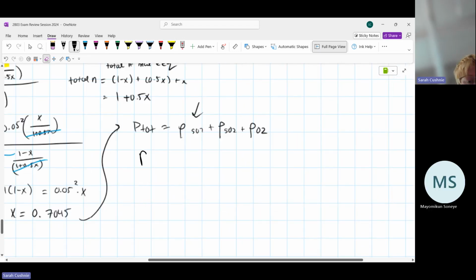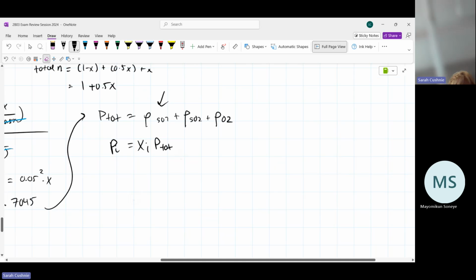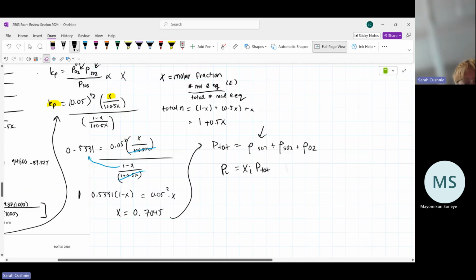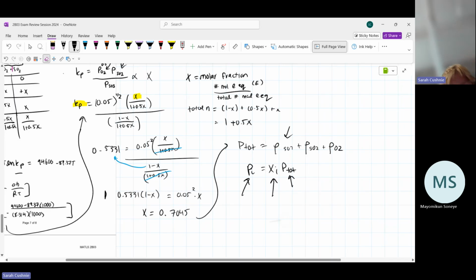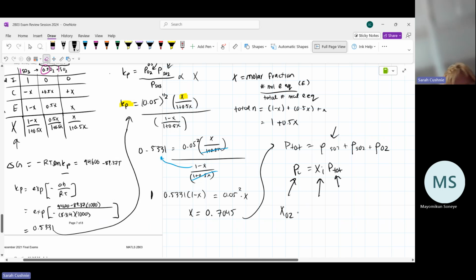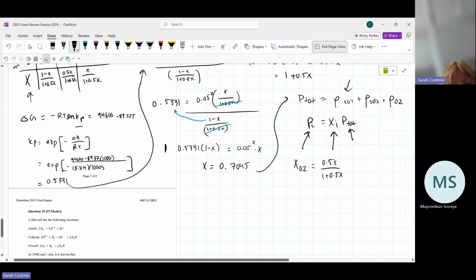We also know that the partial pressure of i is equal to Xi times P total. So now we want to find P total, that's what we're trying to find. We know the X value and we know Pi of O2. So what we can do is calculate X for O2. Remember, we already figured out from the ICE table that it is 0.5x divided by 1 plus 0.5x. Now that we know x, we can sub that in. 0.5 times 0.7045 over 1 plus 0.5 times 0.7045.